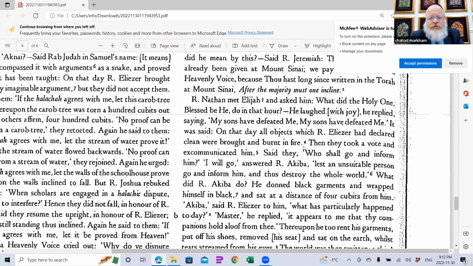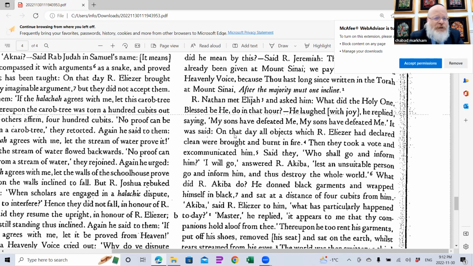On that day, all objects which Rabbi Eliezer had declared clean were brought and burnt in fire. They were really angry over it, right? So Rabbi Eliezer wouldn't give up. He continued to keep his opinion, right? Remember, this was called the oven of Achnai, right? So he said, no, this is pure and we can use it. The sages said, no, it's impure, right? So what did they do?